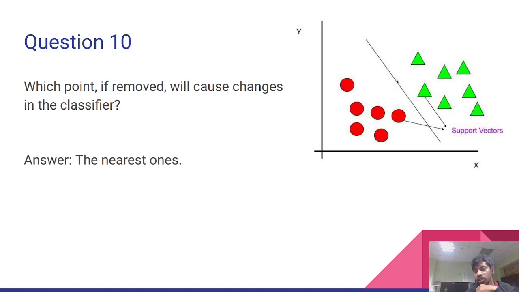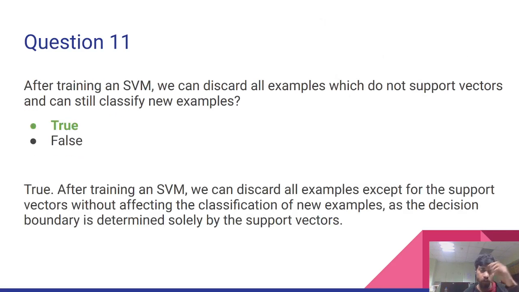The hyperplane you can obtain with this and this, right? So that is the thing. You will be able to classify even if you remove all of them except the support vectors. Okay, so the answer is true. Even if we discard all the examples, it will not affect classification, as the decision boundary is determined solely by the support vectors. Okay.